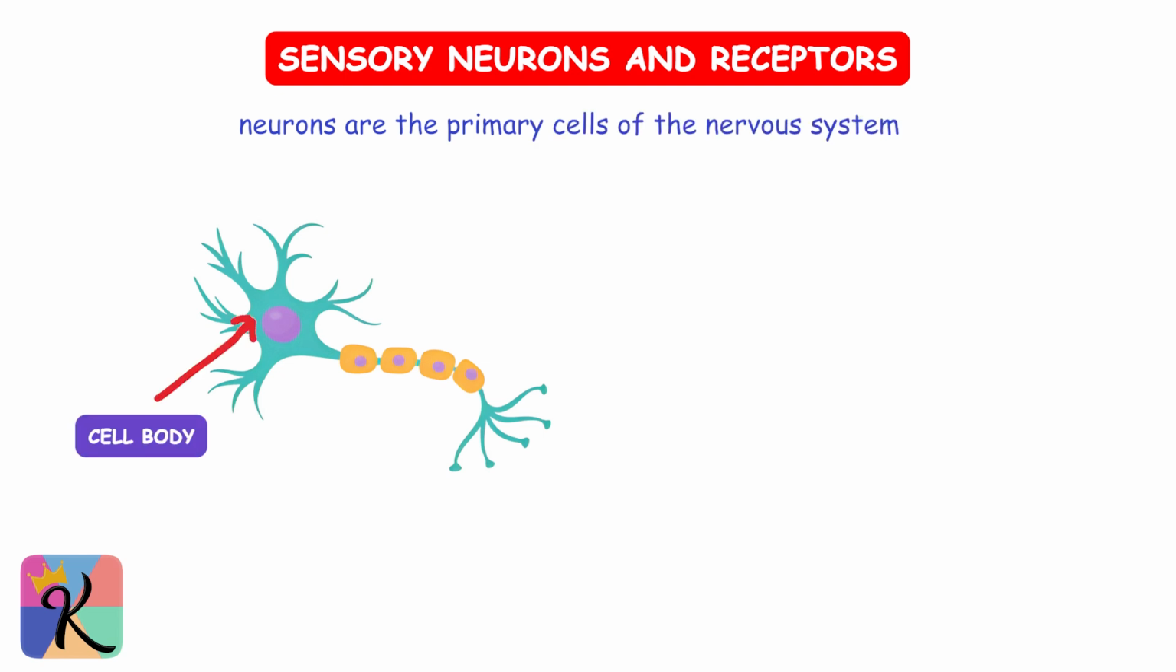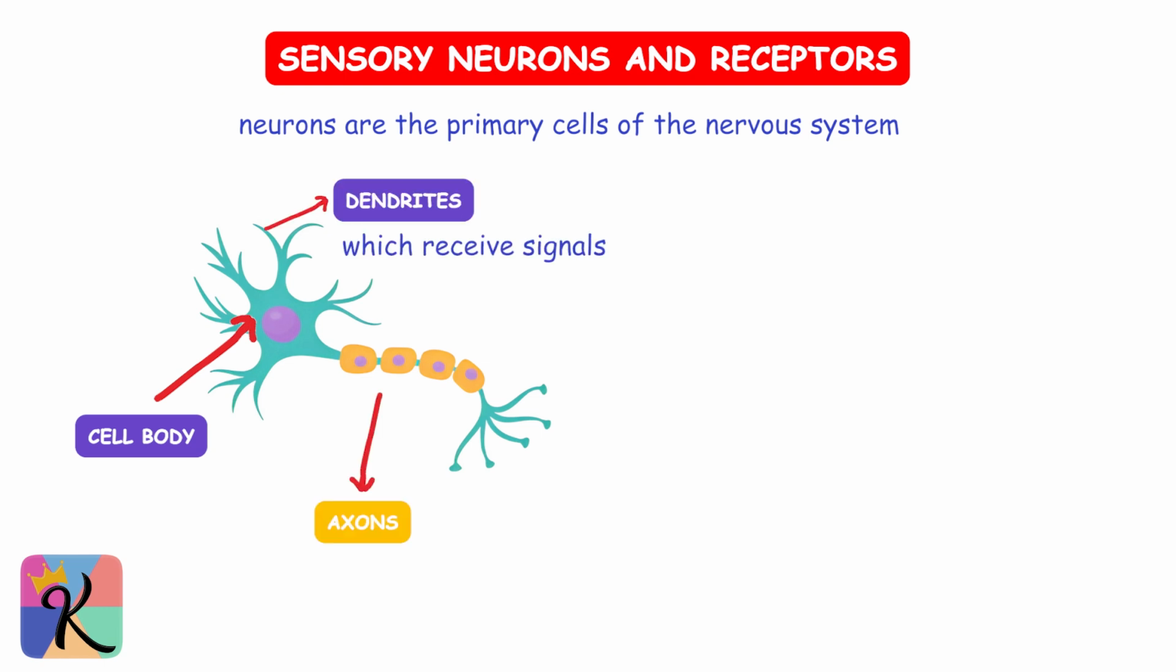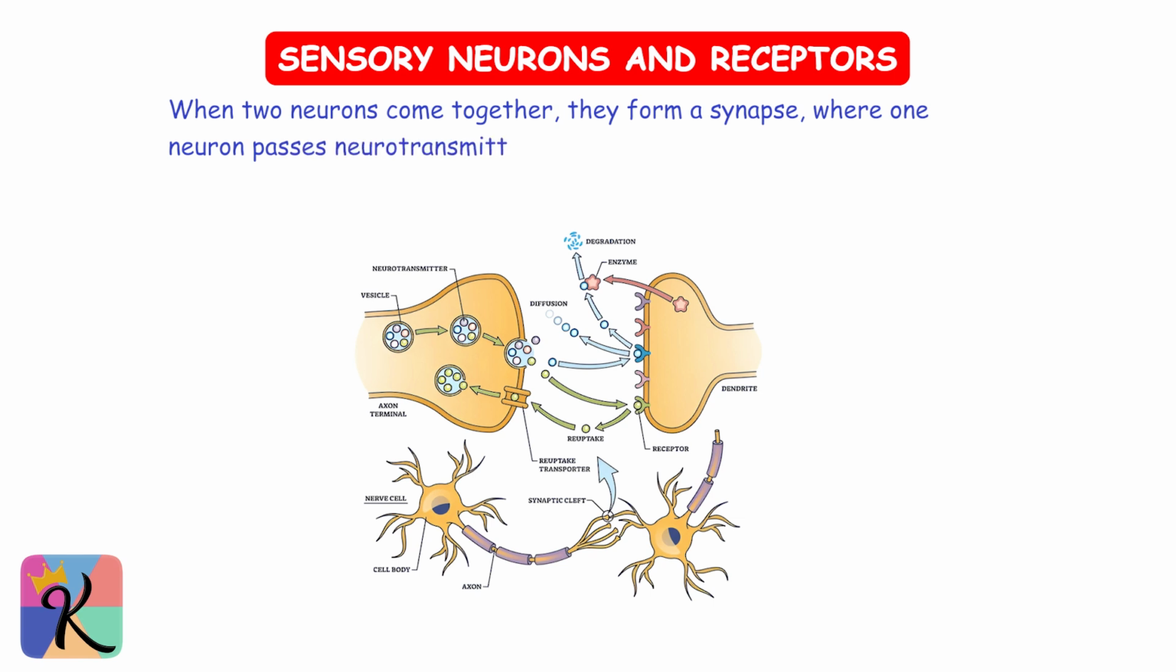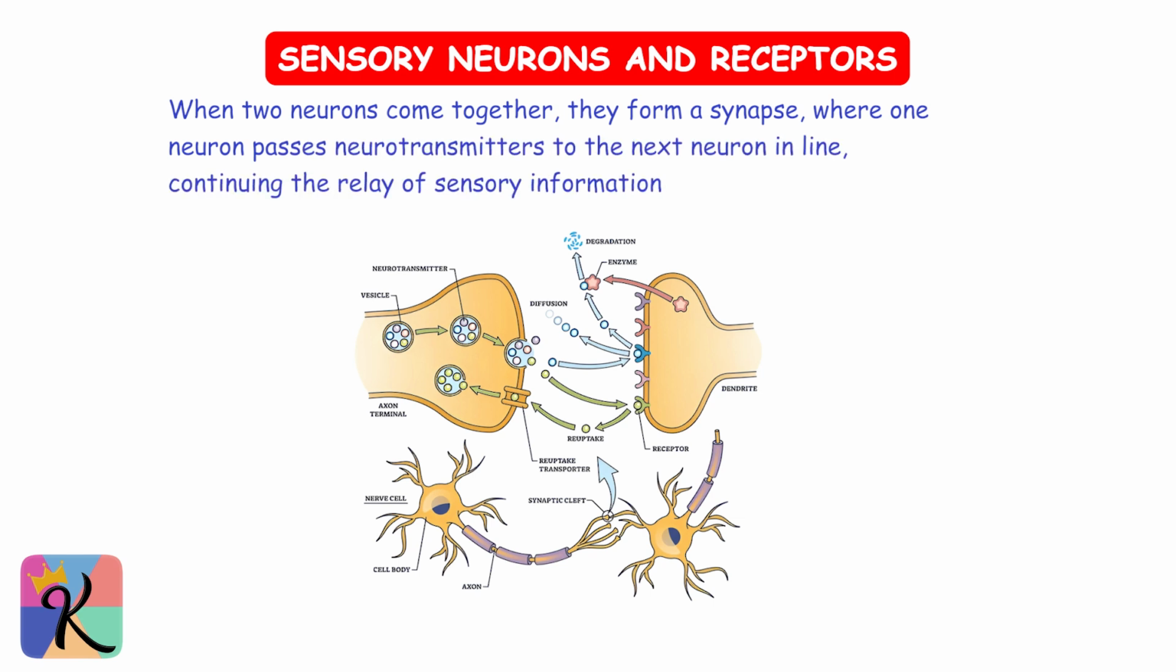They're composed of a cell body, which contains all the cell's organelles, and nerve fibers that extend out from the cell body. These nerve fibers are either dendrites, which receive signals, or axons, which send signals along to the next neuron. When two neurons come together, they form a synapse, where one neuron passes neurotransmitters to the next neuron in line, continuing the relay of sensory information.